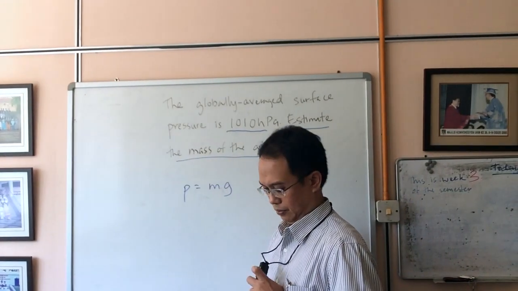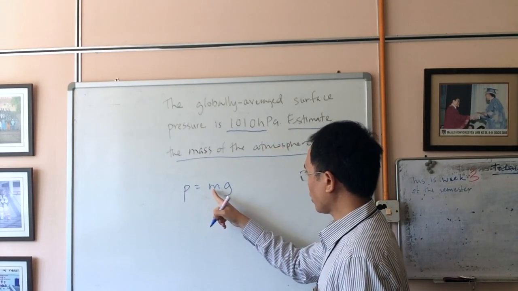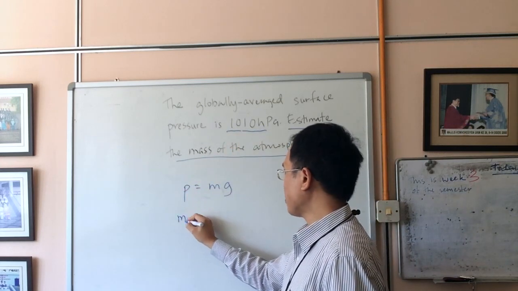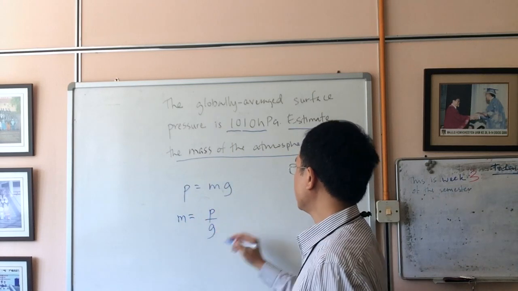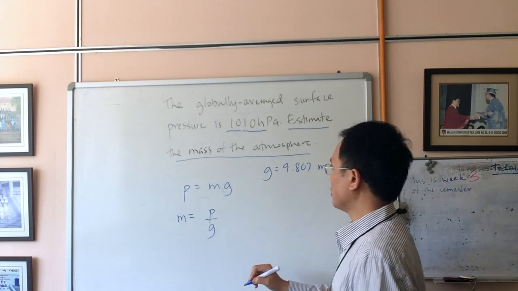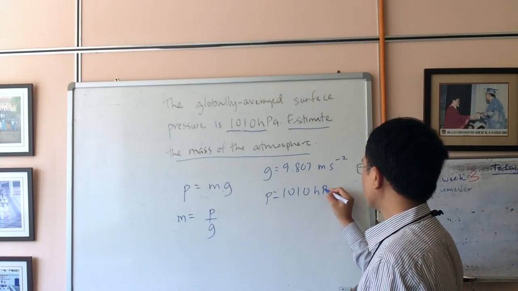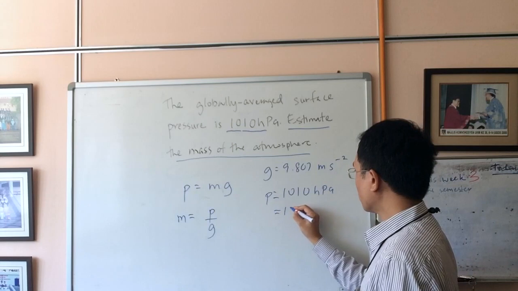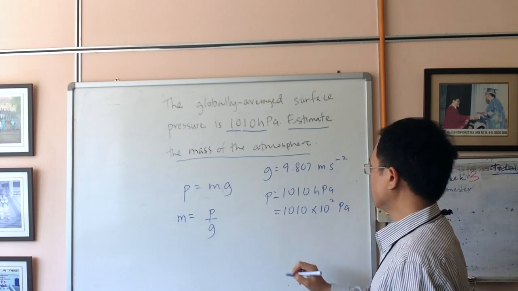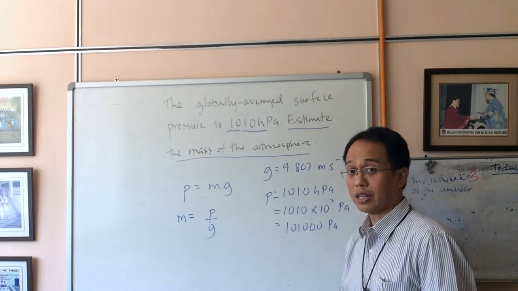And we need to calculate mass. We know what gravity is. We know what pressure is. So we rearrange this equation to become m equals P over g, where g is 9.807 meters per second squared, and pressure is 1010 hectopascal, or in Pascal, 1010 times 10 to the power of 2 Pascal, or 101,000 Pascal.